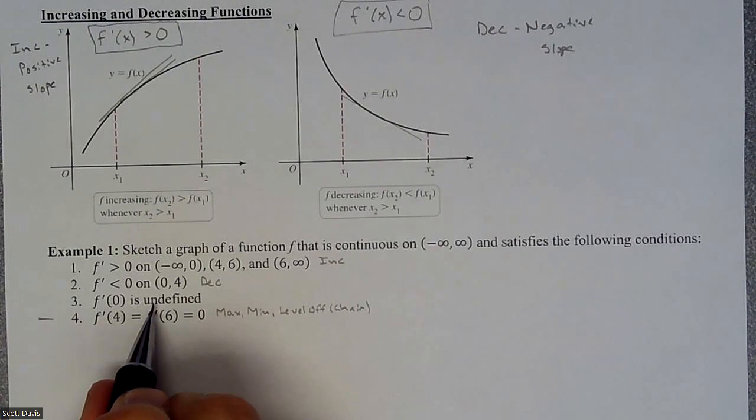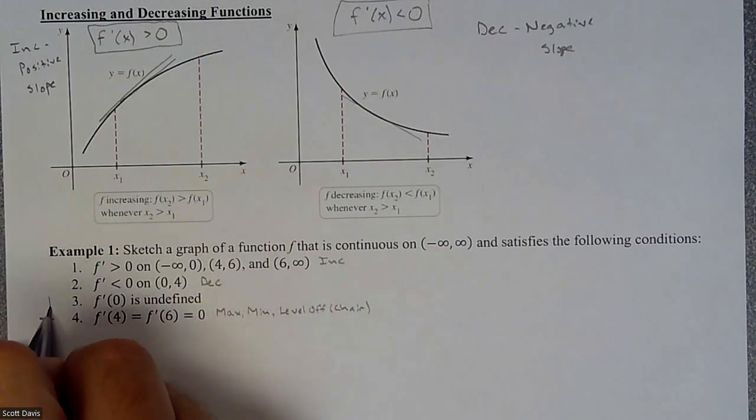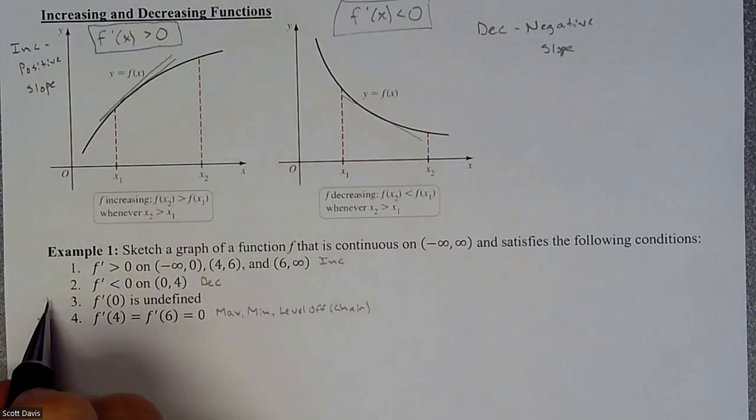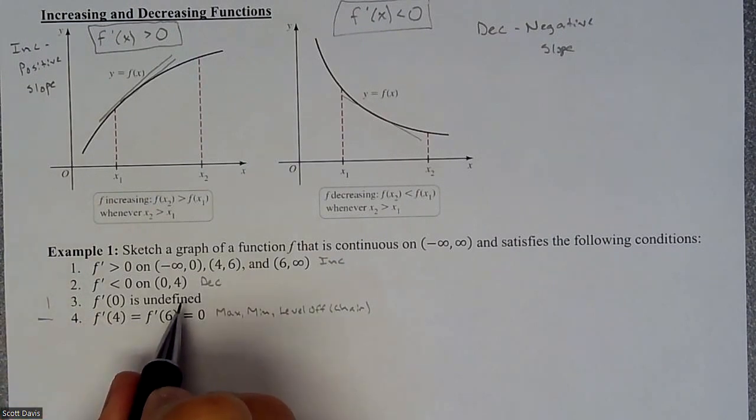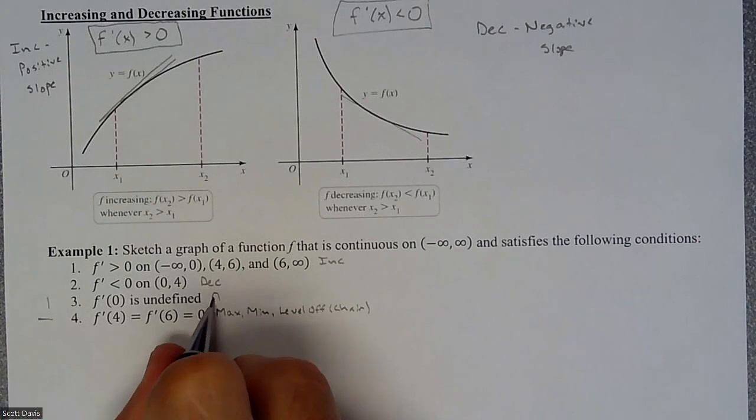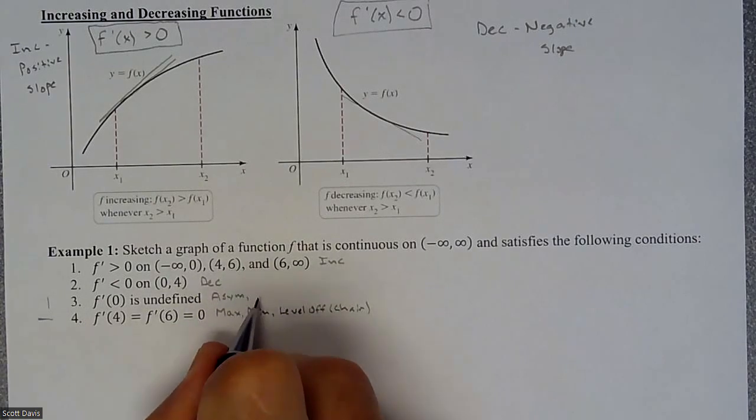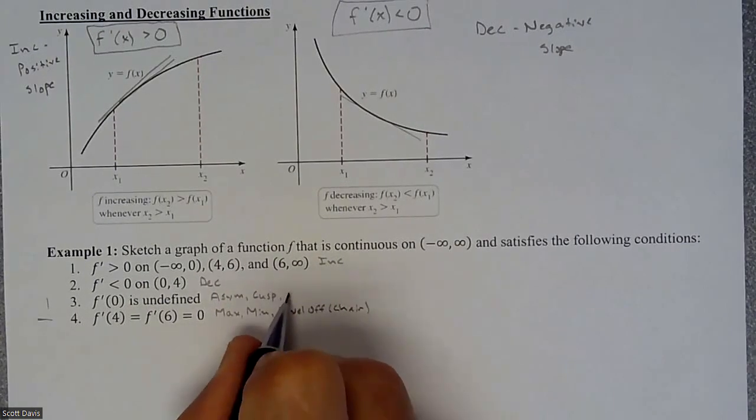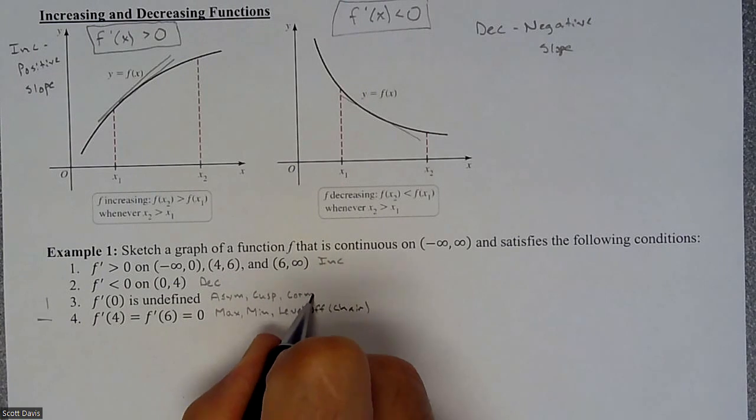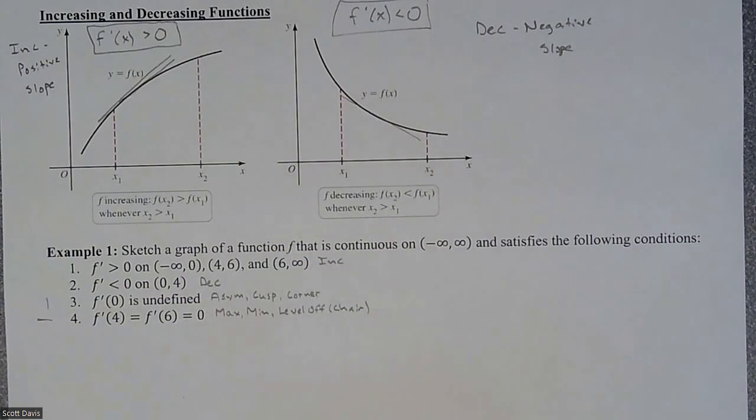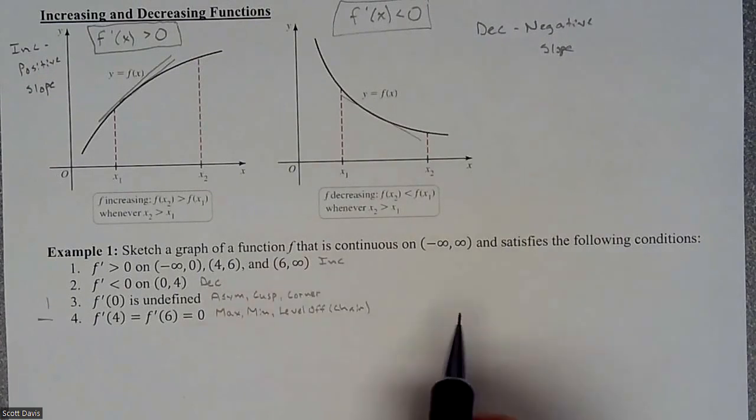And then undefined. We have a couple different situations where it's undefined. And undefined is a vertical slope. The vertical slope is because your rise over run, you have no run. And so it's going to be something over 0. So undefined could mean a couple things. It could mean that we have an asymptote. It could mean that we have a cusp. Or it could mean that we have a corner.